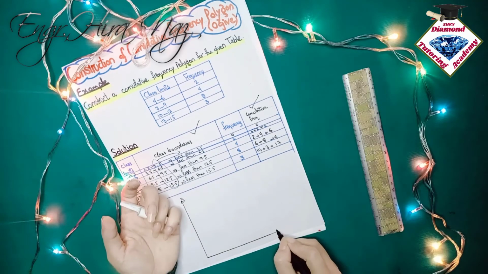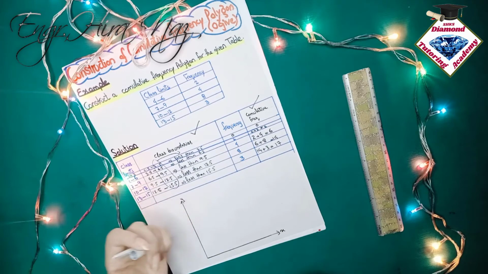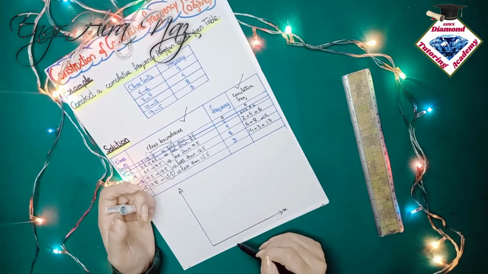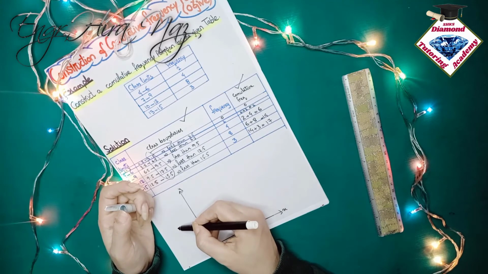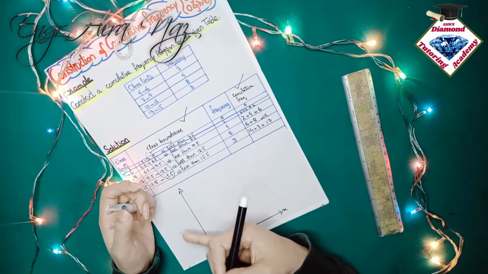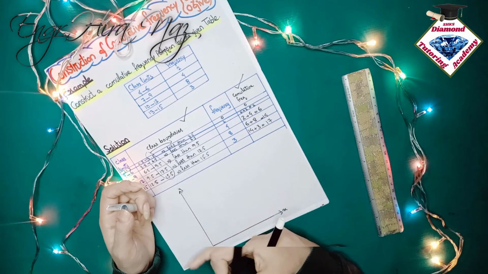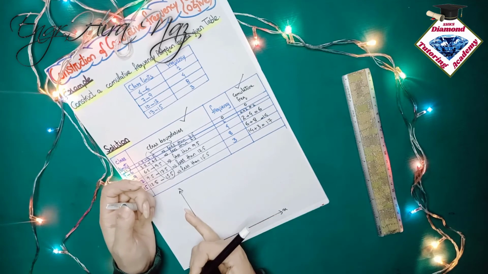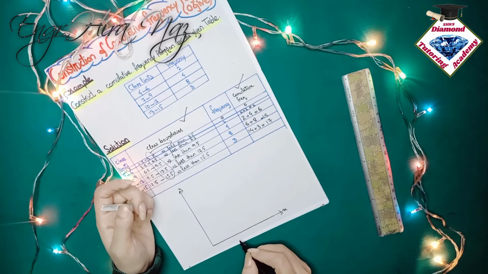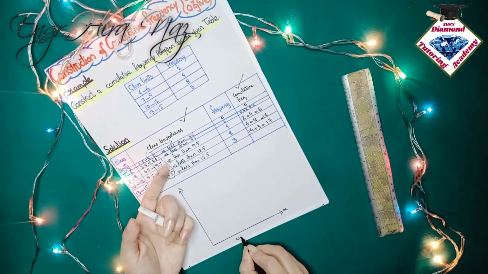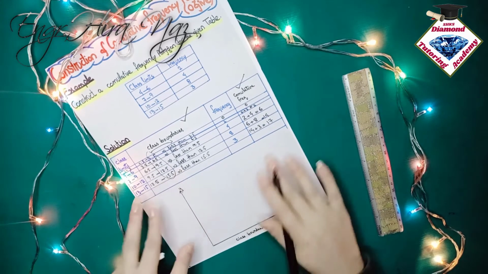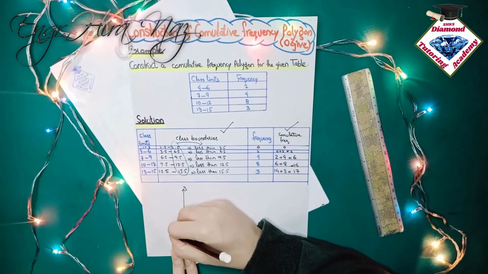Now mark the class boundaries on the x-axis and cumulative frequency on the y-axis, because class boundary is independent of cumulative frequency, and we always plot the independent quantity along the x-axis and the dependent quantity along the y-axis. So here we have to plot class boundaries, and here we have to plot cumulative frequency.